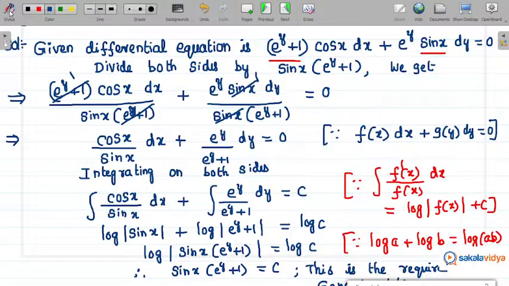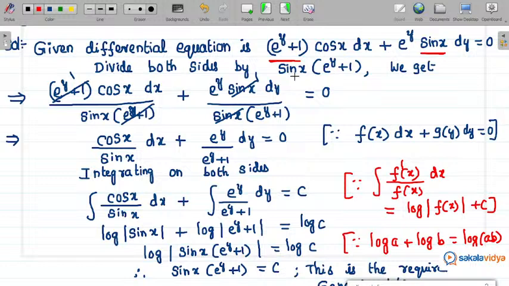Let me repeat the question. See, the given differential equation is (e^y + 1) cos x dx plus e^y sin x dy is equal to 0. So, dx should contain all the terms of x only, a function of x itself only. But here we have e^y + 1. dy should consist of only a function of y. So, that means it should not contain sin x, and the first term should not contain e^y + 1. Multiply these two terms, sin x into (e^y + 1).